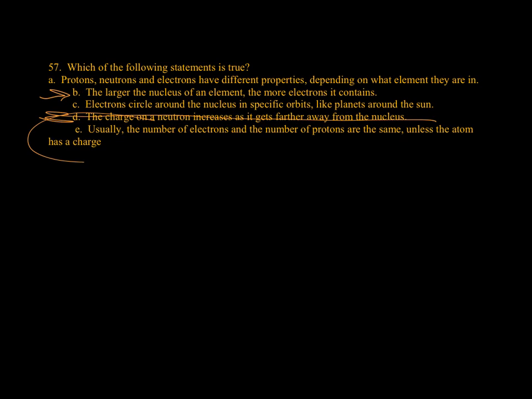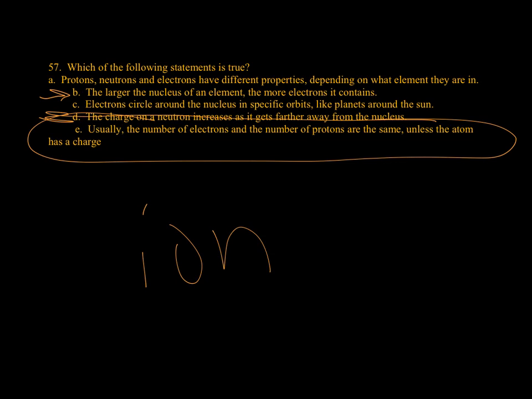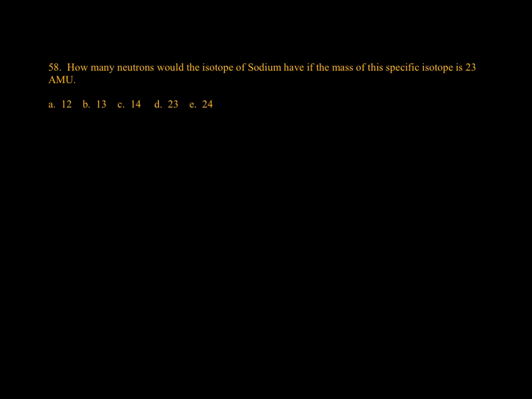So the best answer is the last one, because the protons and the electrons are usually the same unless it's an ion. Remember, ions are charged particles, positive or negative, and they're positive or negative because they don't have the same number of protons and electrons. Most neutral atoms, or all neutral atoms actually, have equal numbers of protons and electrons.